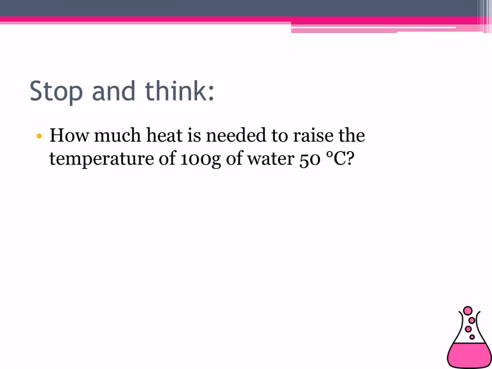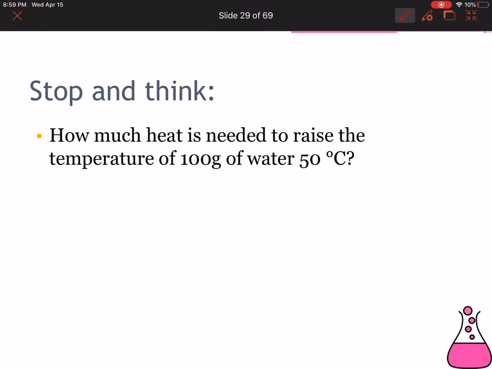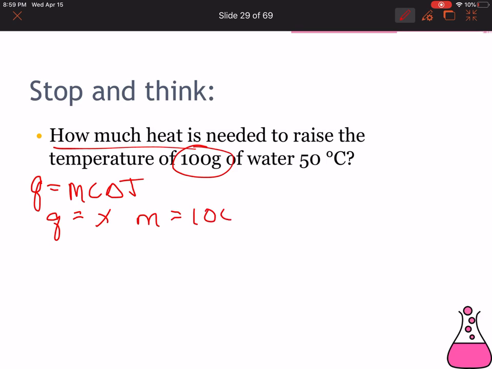All right, give this one a shot. All right, so again, same equation. Q equals MC delta T. My Q is my heat. It says how much heat, so that's X. M is my mass, which is 100 grams. C, it's water, so I can use 4.18. And my delta T, it's telling me it's changing by 50 degrees Celsius. So my delta T is 50.